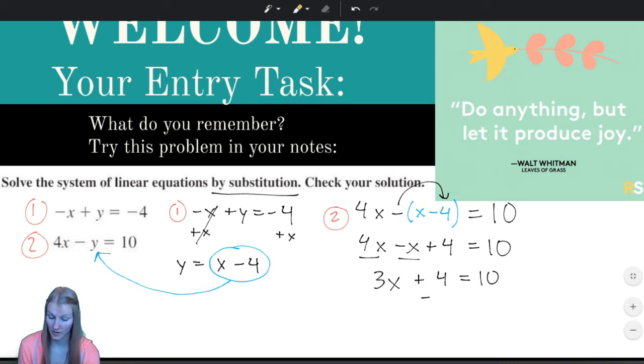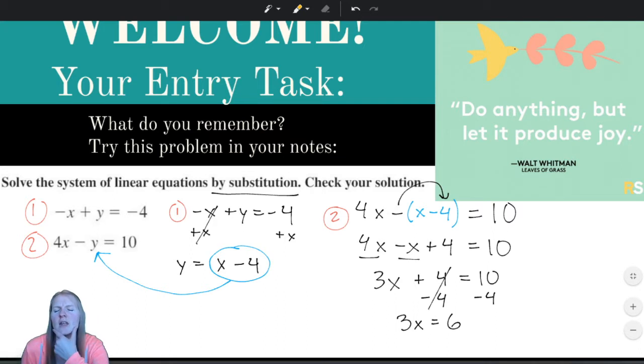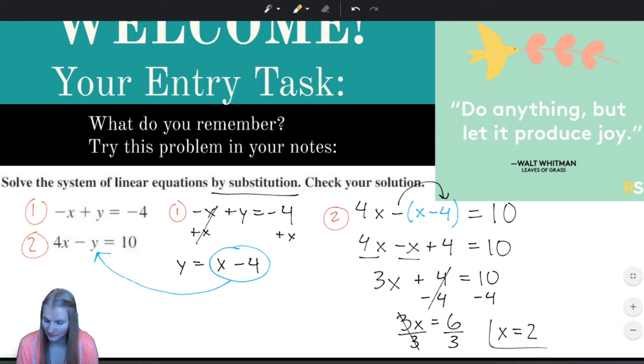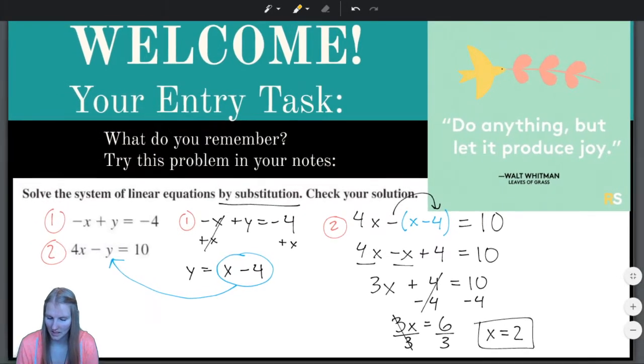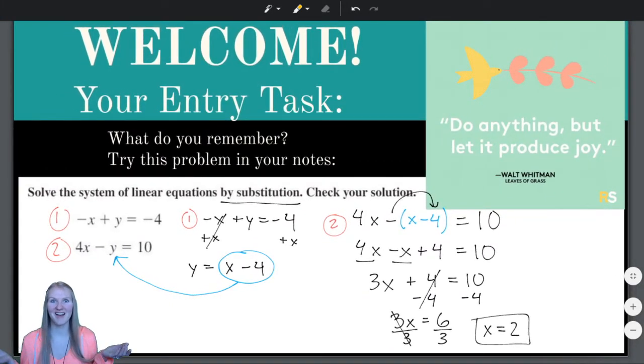I can subtract 4 on both sides, which leaves me with 3x equals 6. And then to get the x by itself, I need to divide by 3 on both sides. And x equals 6 divided by 3, which is 2. X equals 2. Okay, am I finished? Am I all done? No. Careful, remember I need to know what y is equal to also.